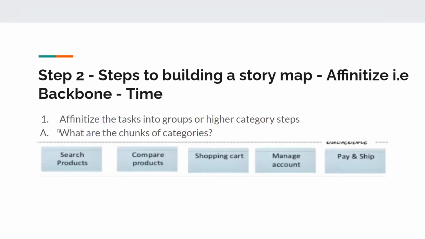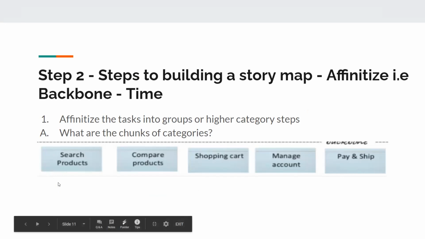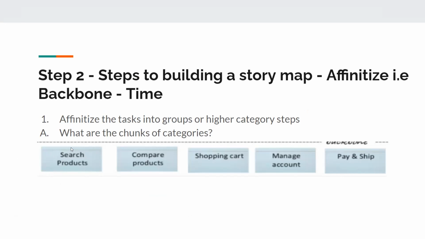Step 2 is to build a story map, you want to affinitize, right? So you want to categorize the chunks of activity. So in this case, there were a bunch of activities in the search products, right? And so you as a BA, or if you're working with a PO, you determine what are your higher level chunks of work, which could end up being epics or features for that matter. And you categorize those chunks of work.